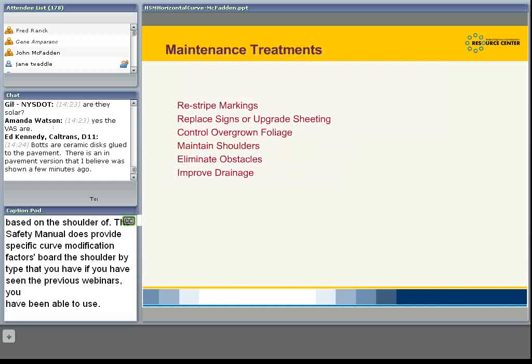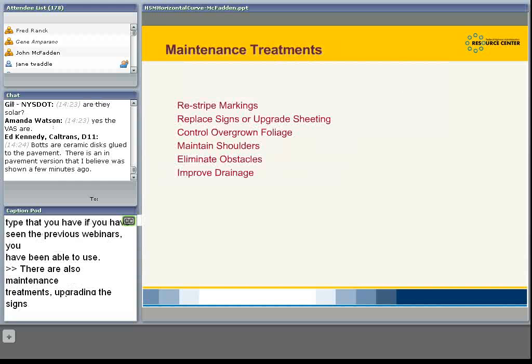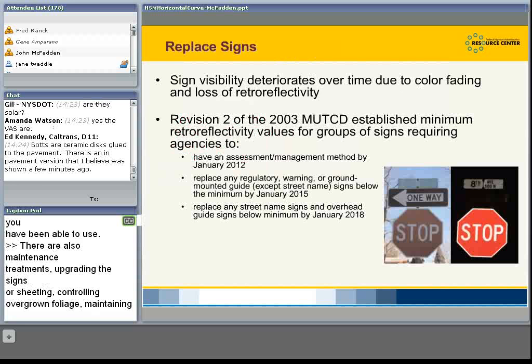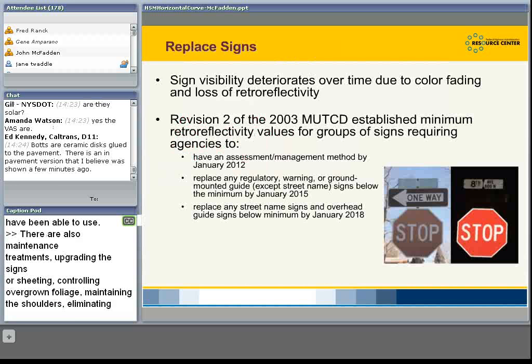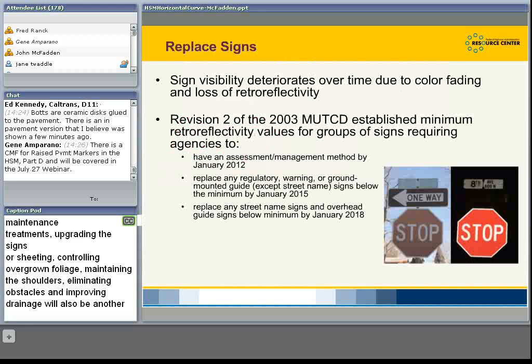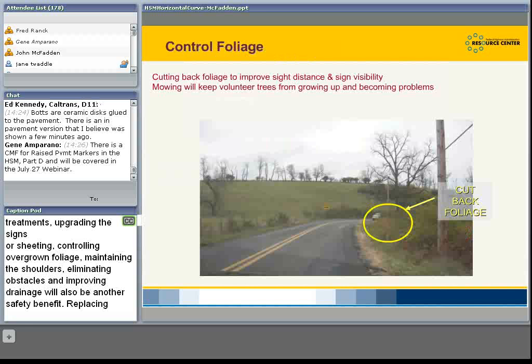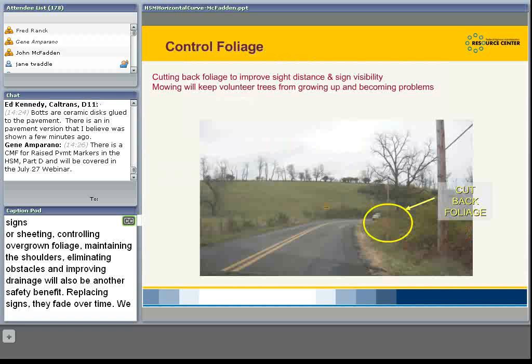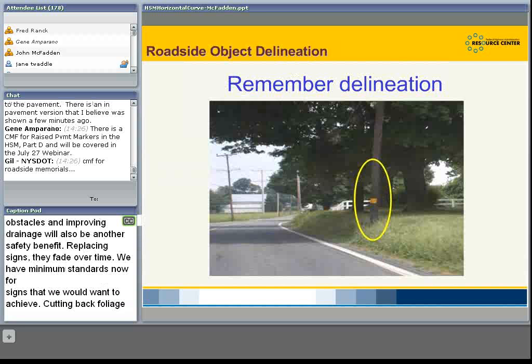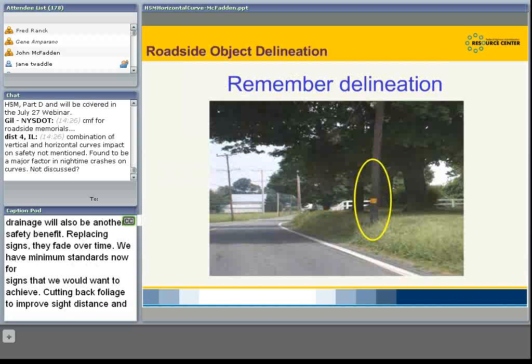This slide illustrates a widened shoulder on the outside of a curve to provide an increased factor of safety for a driver to leave the roadway, recover, and get back on the roadway. And this slide illustrates the effects of widening the shoulder in reducing related crash types based on the type of shoulder. And the Safety Manual does provide specific crash modification factors for the shoulder width by type that you will, and have, if you've seen the previous webinar, been able to use.